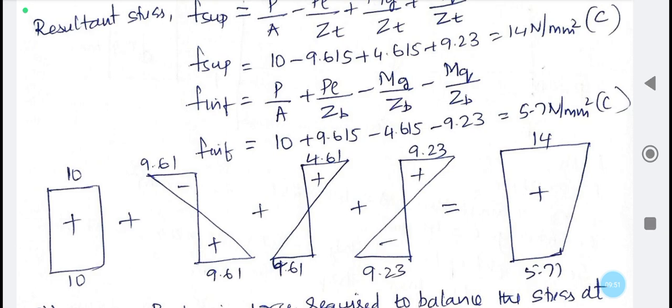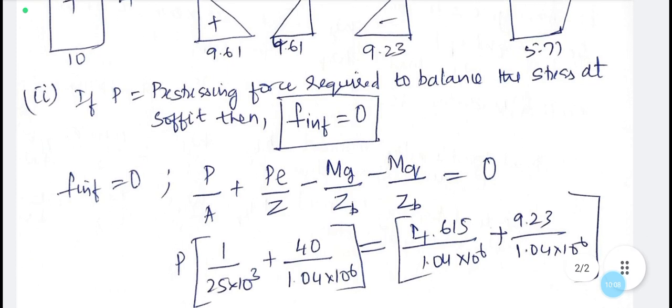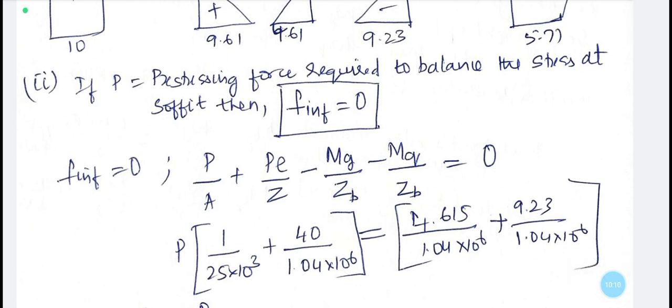And next, the second part of the problem is that you have to find out the magnitude of the pre-stressing force with an eccentricity of 40 mm, which can balance the stress due to dead and live load at the soffit of the central span section, which means balancing is nothing but we are trying to keep the system in equilibrium.